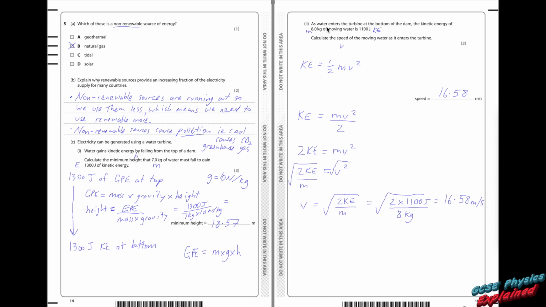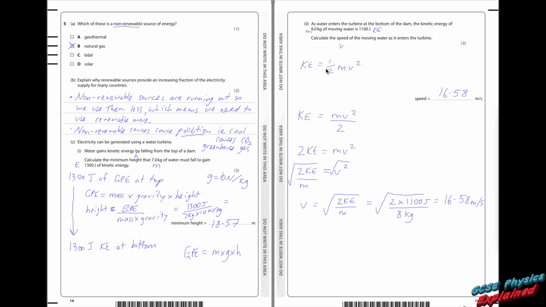Part 2. As water enters the turbine at the bottom of the dam, the kinetic energy of 8 kilograms of moving water is 1,100 joules. Okay, can you calculate the speed of the moving water as it enters the turbine? Now, we've got kinetic energy, we've got mass, we're trying to work out the speed, which is the velocity. So those three things are related by this equation. Kinetic energy equals a half mv squared. A half times by the mass times by the velocity squared.